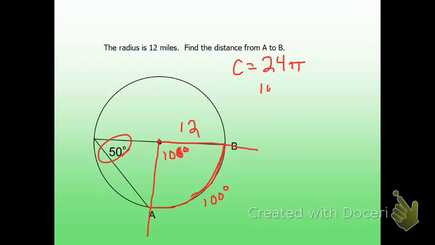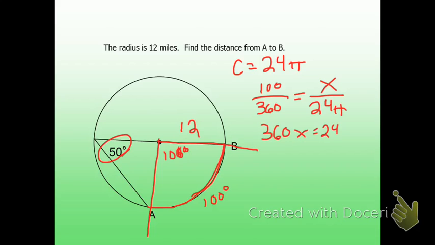So we're going to set up the proportion. This arc length is 100 degrees of the entire 360 degrees of the whole circle, and the distance from A to B is an arc. So we don't know that. That's the arc length. We'll write x in for there, and the circumference is 24 pi. So now we're going to cross multiply, solve for x, leaving x in terms of pi whenever possible, just because it's nicer because it's an exact answer. You don't have to worry about rounding errors.